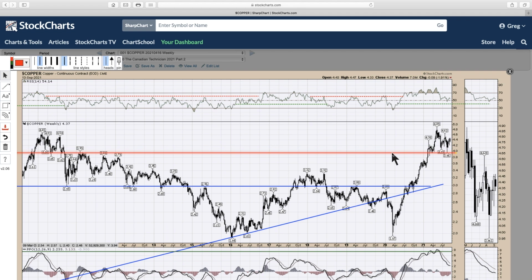Or we can come all the way down to here. The purpose is to try and find a level that's important to you based on the timeline you want to trade. So again, there are no wrong answers.